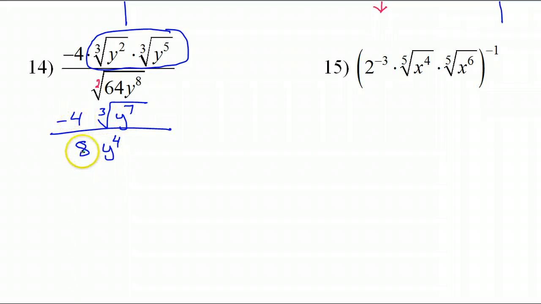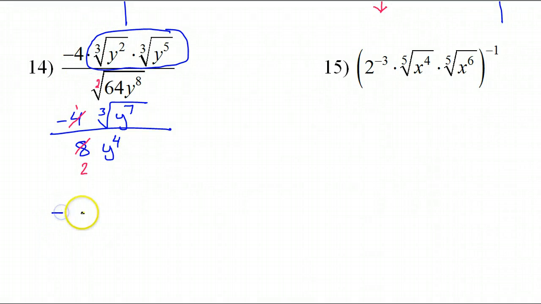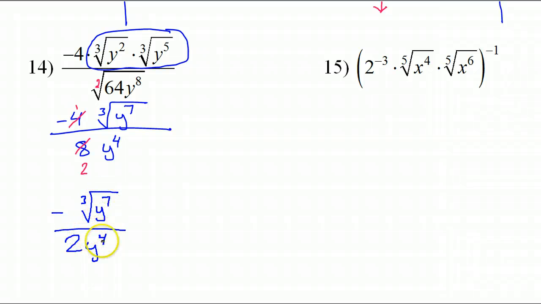We will certainly reduce the 4 and the 8 here, right? 4 goes into itself once, 4 goes into 8 twice. So far, that gives me negative cube root y to the 7th power over 2y to the 4th power. Now, to finish this problem, because we really want all the y's to be in one place, not some y's in the top and some y's in the bottom, we're going to need to convert this to exponent form.